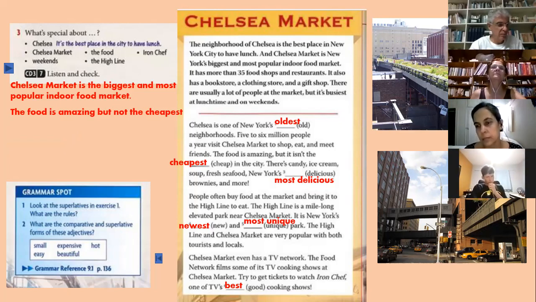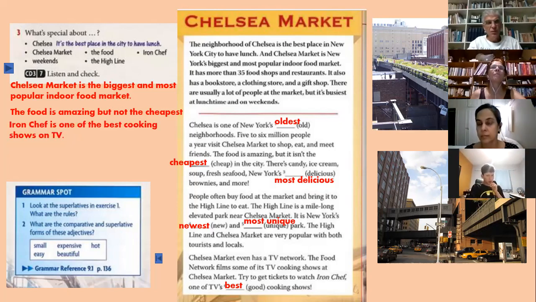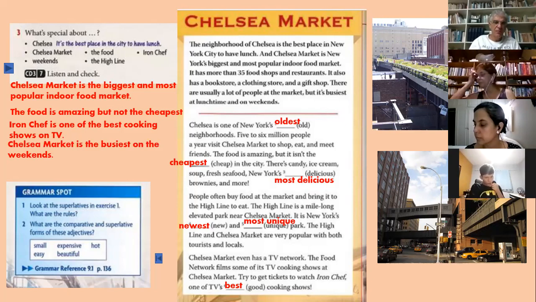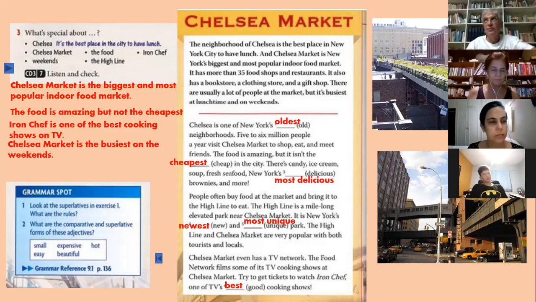And Marco, what about Iron Chef? One of TV's best cooking shows. Okay. It's one of the TV's best cooking shows. And what about Highline, Sile? Highline. The Highline is a mile. The Highline and the Chelsea Market are very popular. It's both tourists and locals. Okay, it's very popular. What else? Very popular. What else?